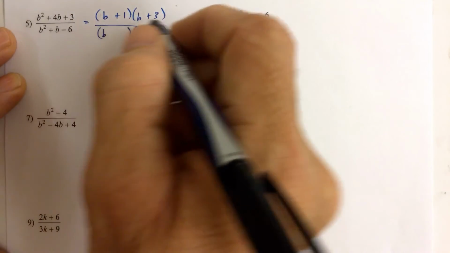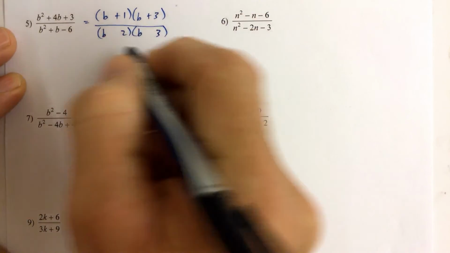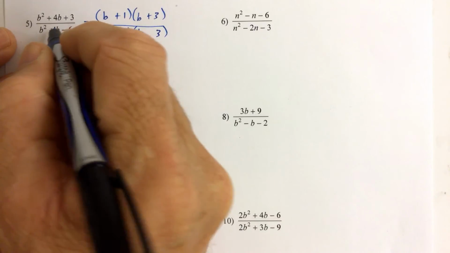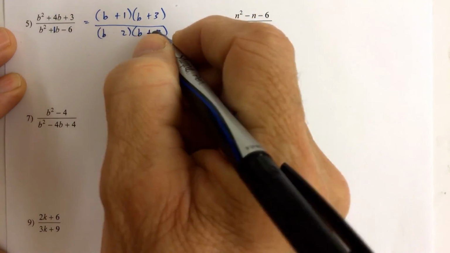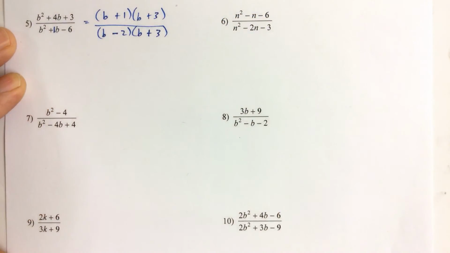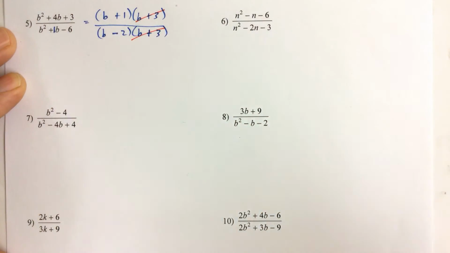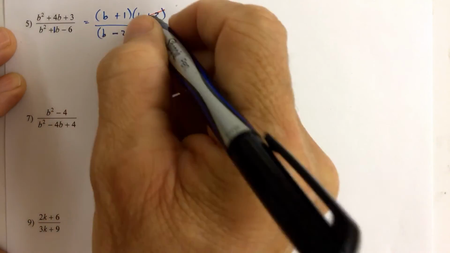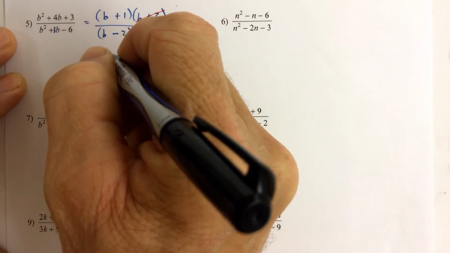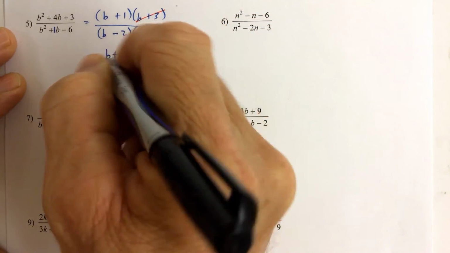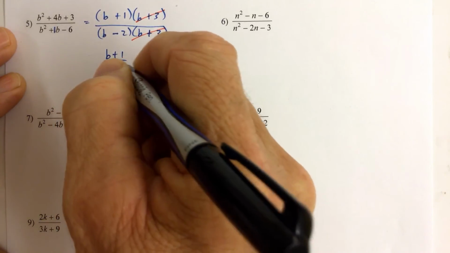So we need factors of negative 6. That would be 3 and 2, which add up to 1, so plus 1b. So that would be a plus 3 and a minus 2. And so we can see clearly that b plus 3 is a factor in both the numerator and the denominator, so we get to cancel those. What we end up with is b plus 1 over b minus 2.